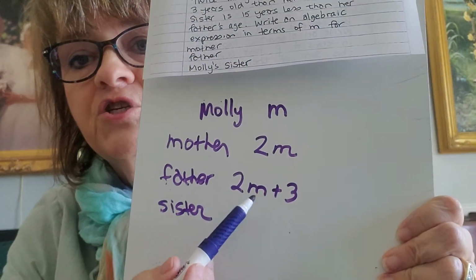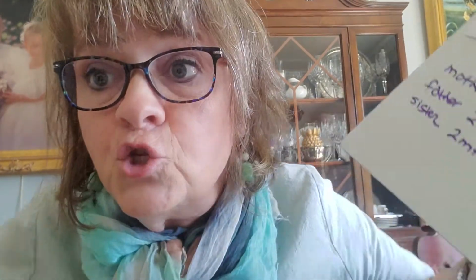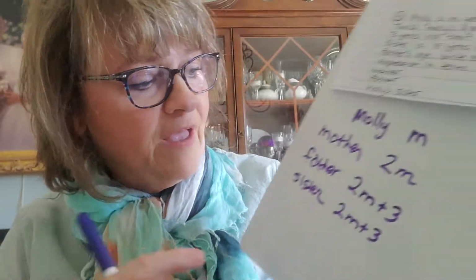Okay, it says, Molly's sister is 15 years less than, there's that phrase, than her father's age. 15 years less than her father's age. So we're going to go grab her father's age, which is 2M plus 3, because less than means to subtract from, and we have to subtract from this. How much are we subtracting from? It says 15 years less.